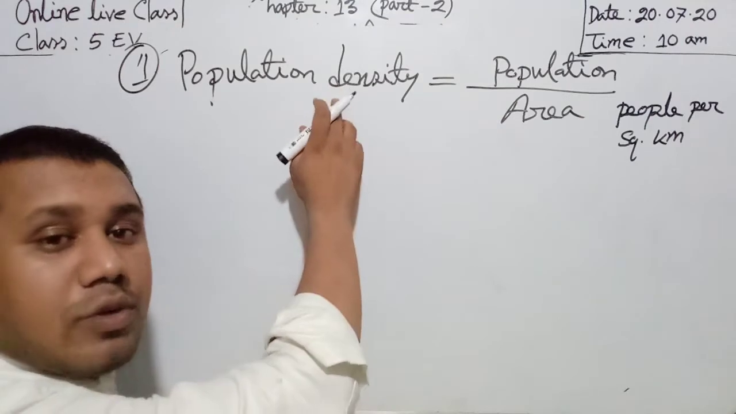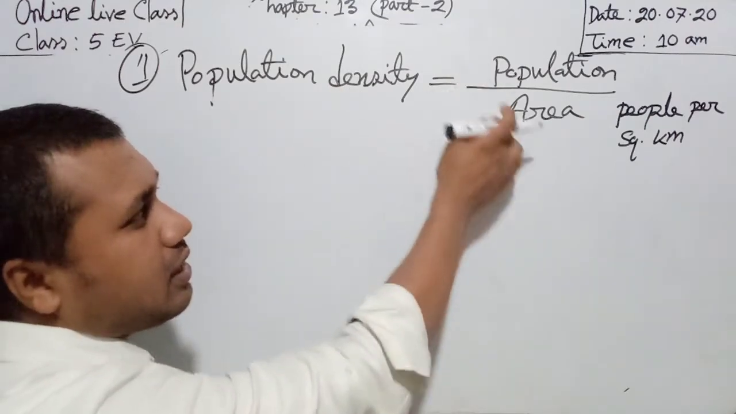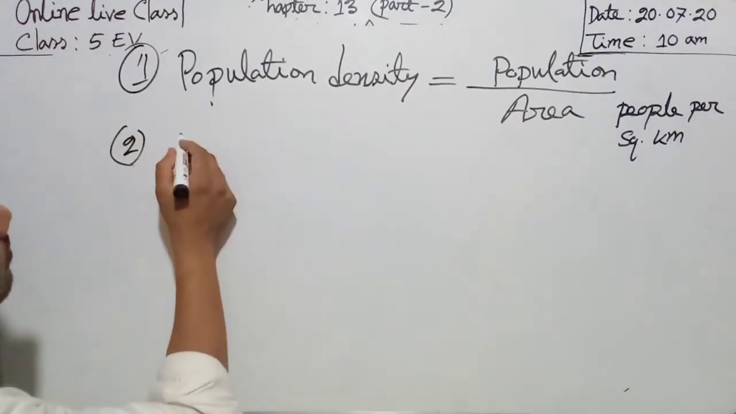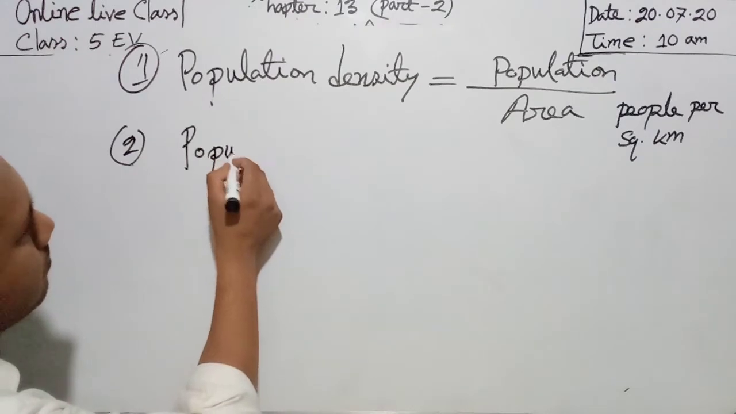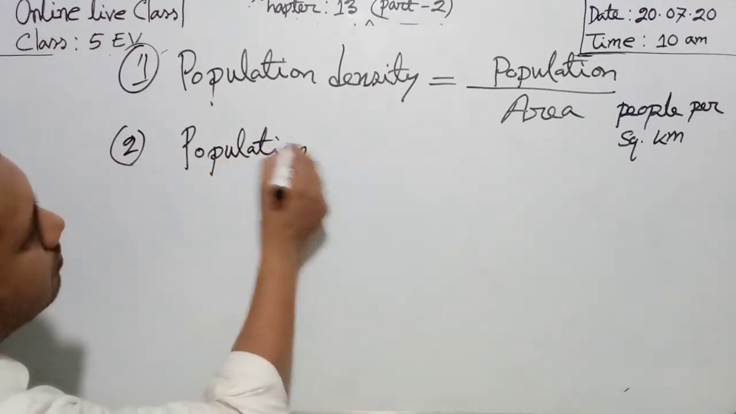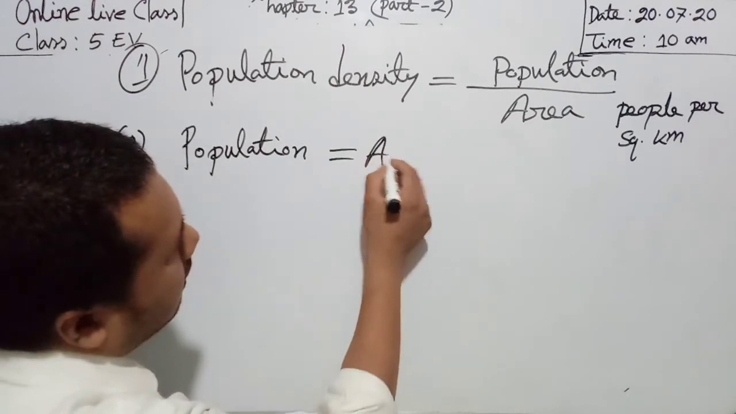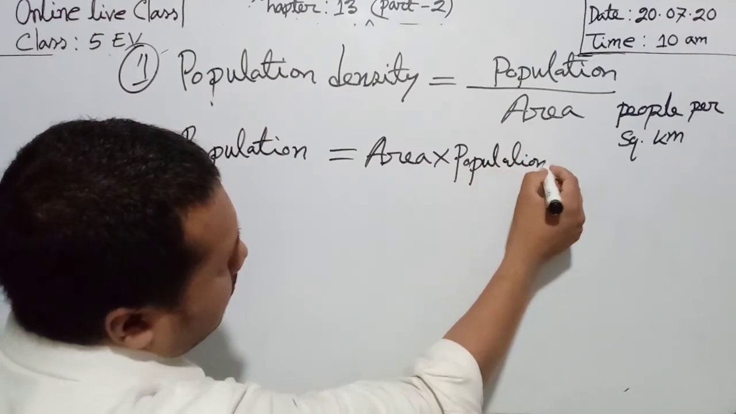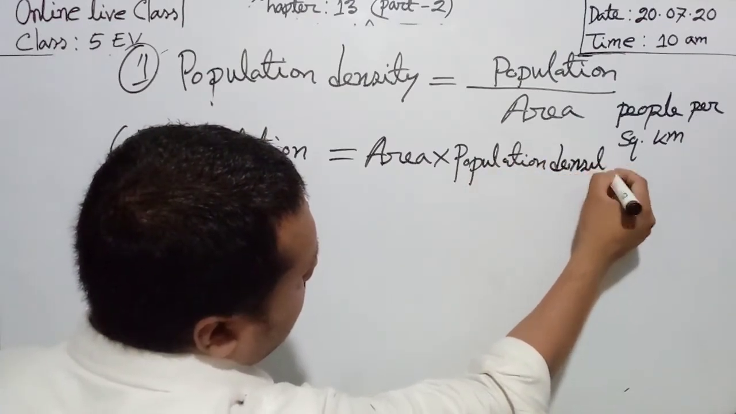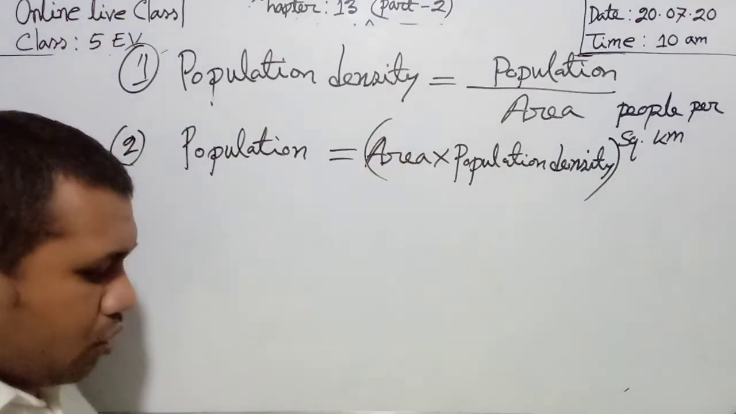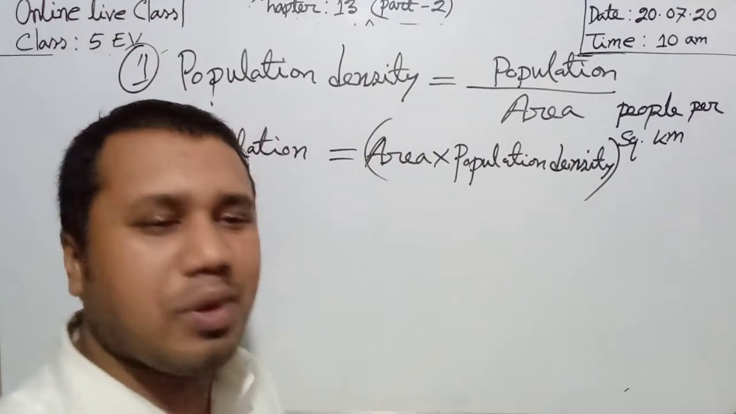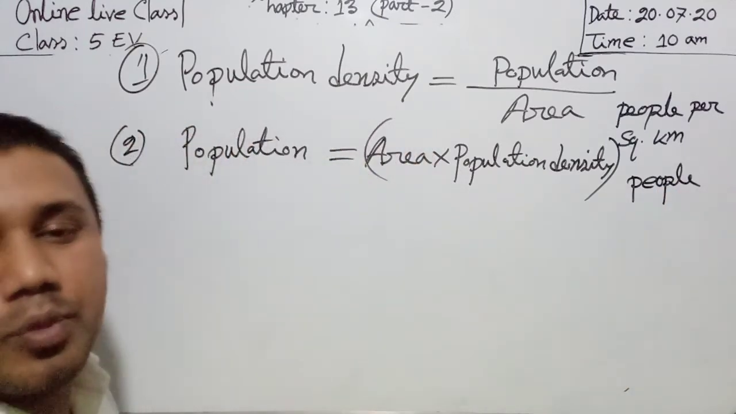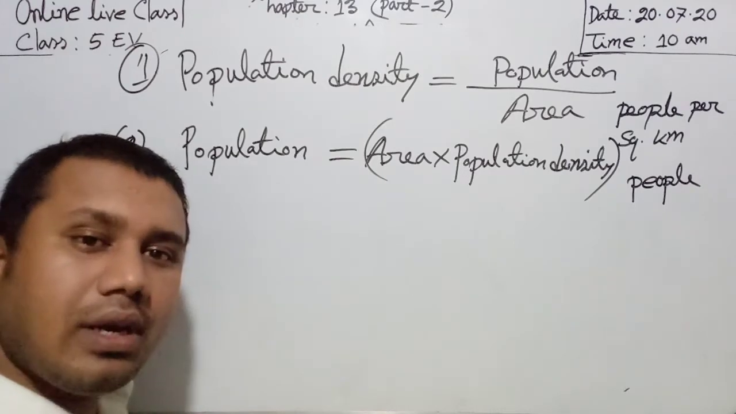By using this formula, you will be able to write another two formulas, for area and population. Now dear students, you can write population will be area into population density. Now what will be the unit of population? People. Good. Only people. And population density, people per square kilometer.